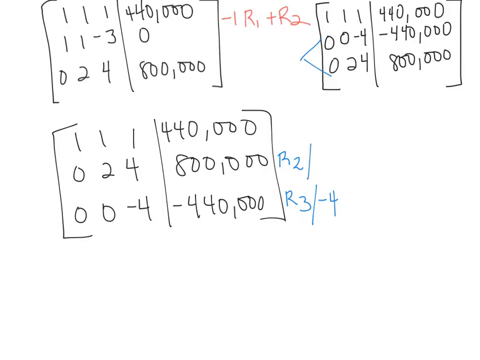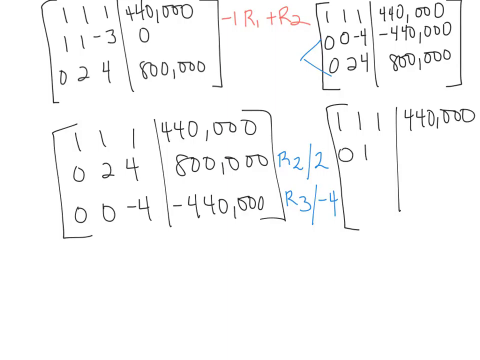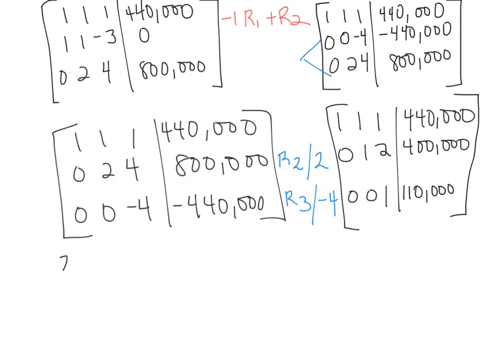So if we divide row 3 by -4, and divide row 2 by 2, we're going to end up with the ones that we want. So then we'll have 1, 1, 1, 440,000. We'll have 0, 1, 2, and then 400,000. And then we're going to have 0, 0, 1, followed by 110,000. So now we know that Z is equal to 110,000.